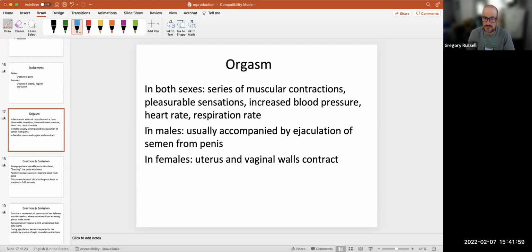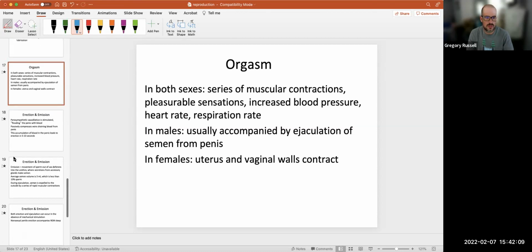In males, orgasm is almost always accompanied by ejaculation, but not always. And in females, we see a contraction of the uterus as well as the vaginal walls. You can imagine that the whole idea there is that we're trying to bring semen in.